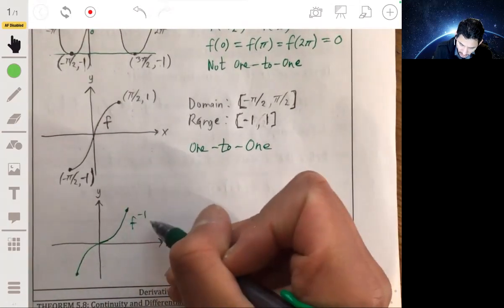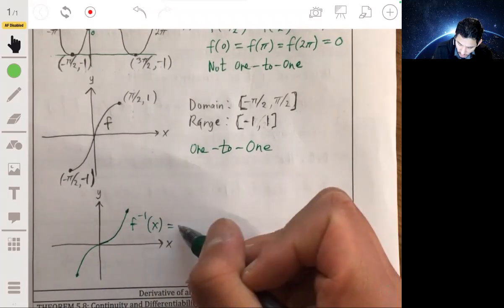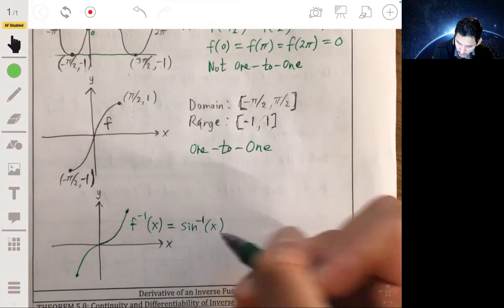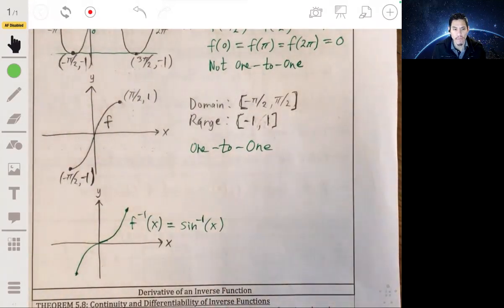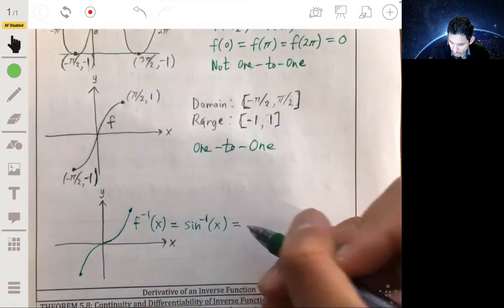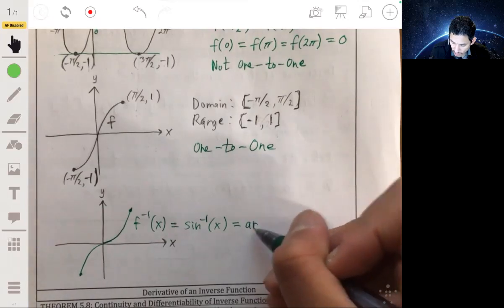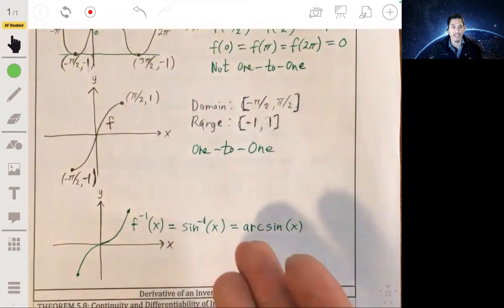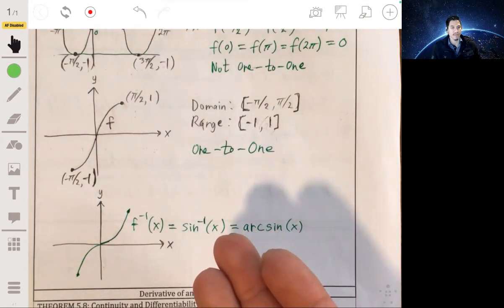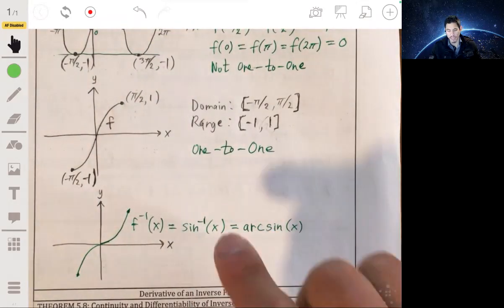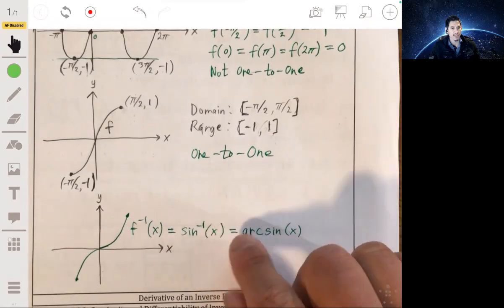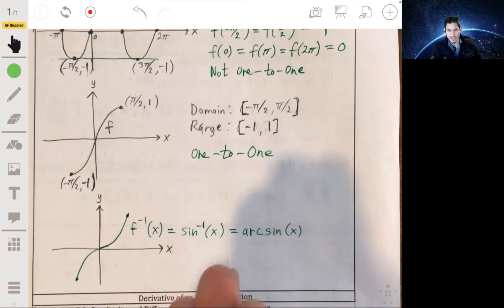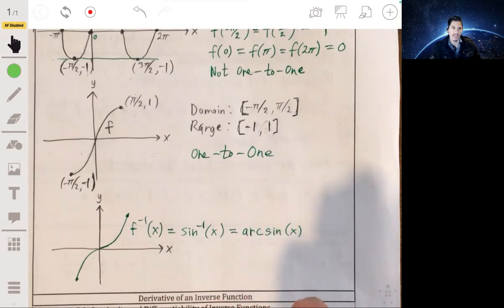F inverse of x. And you remember, we use that little -1 power. You may see it in your calculator, or also written as the arc sine of x. It means the same thing as the inverse function of the sine of x. Remember, it's not sine to the -1 power. This is the symbol for how we write the inverse sine function of x.